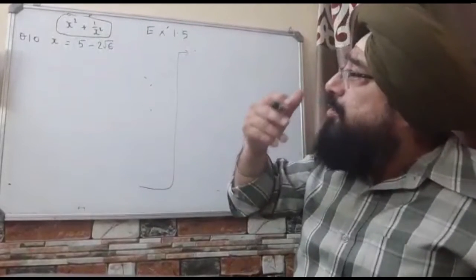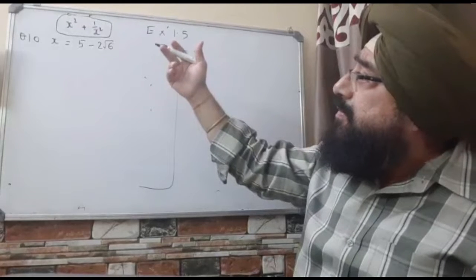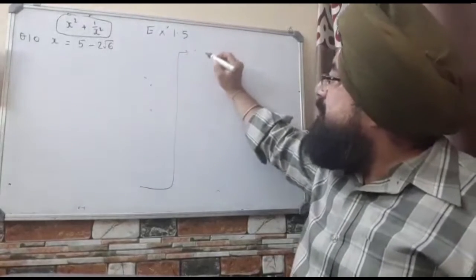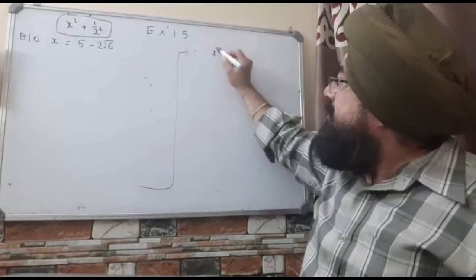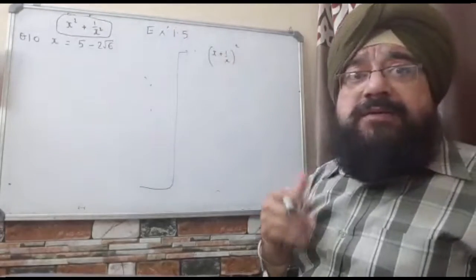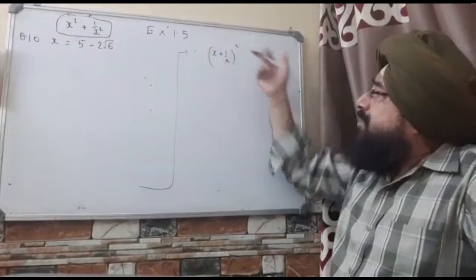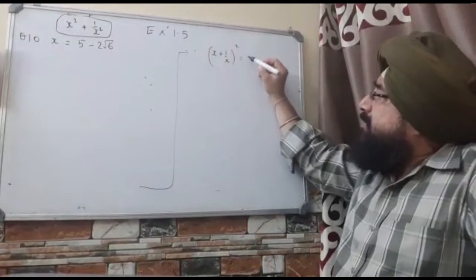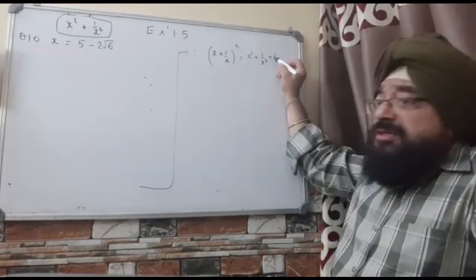But what I was thinking was, can I get this x square plus 1 upon x square from something like x plus 1 upon x whole square? So I will even avoid squaring. Yes, x plus 1 upon x whole square, you can see, becomes x square plus 1 upon x square plus 2.